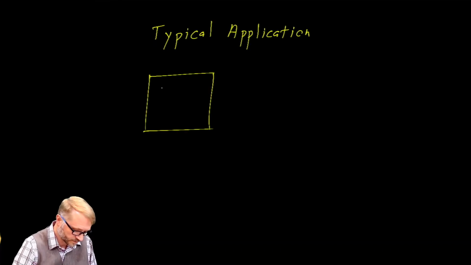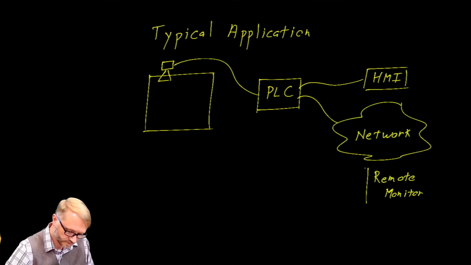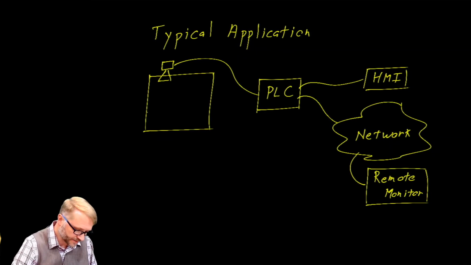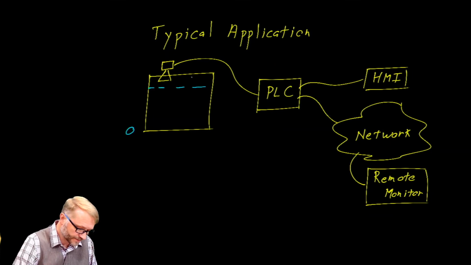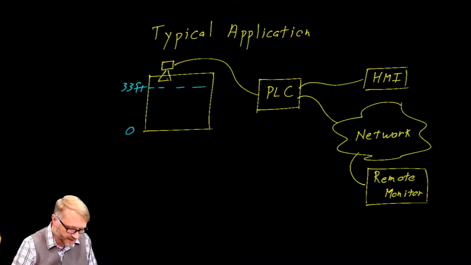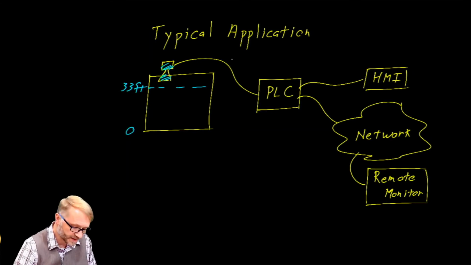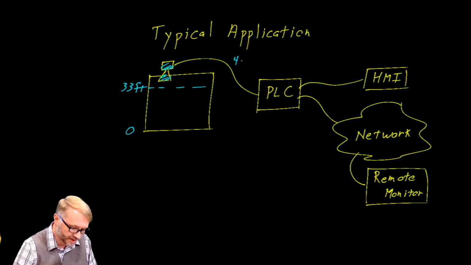For example, in this application, we have a tank. We'll let this tank have a height of 33 feet. On top of the tank is a sensor. This sensor has been calibrated so that 0 feet corresponds to 4 milliamps and 33 feet corresponds to 20 milliamps.